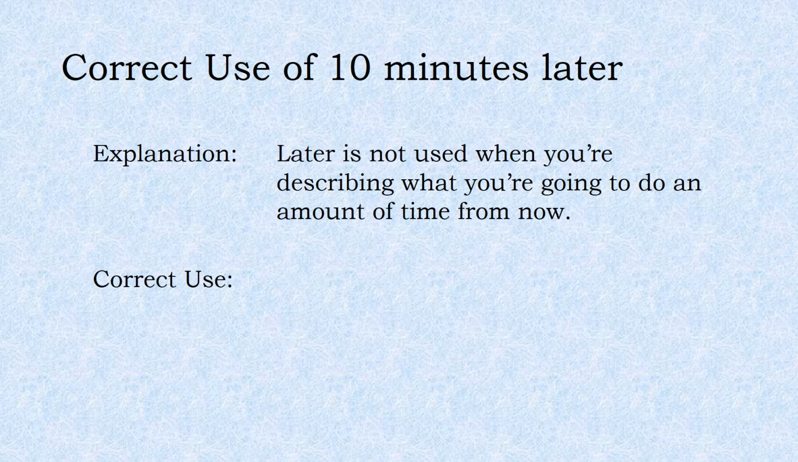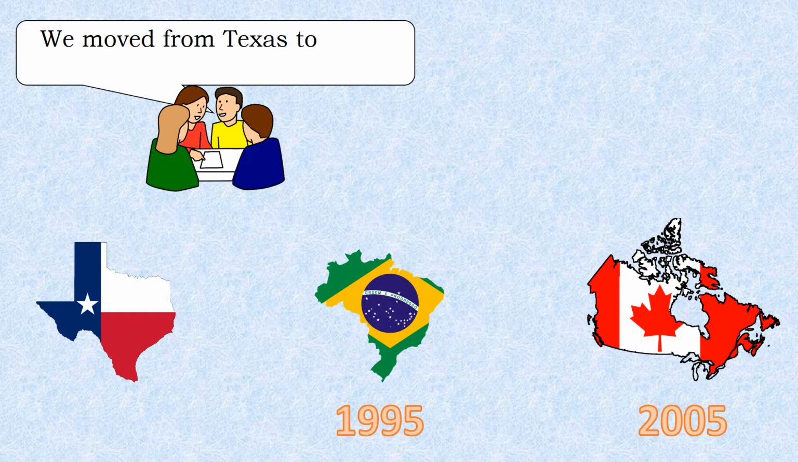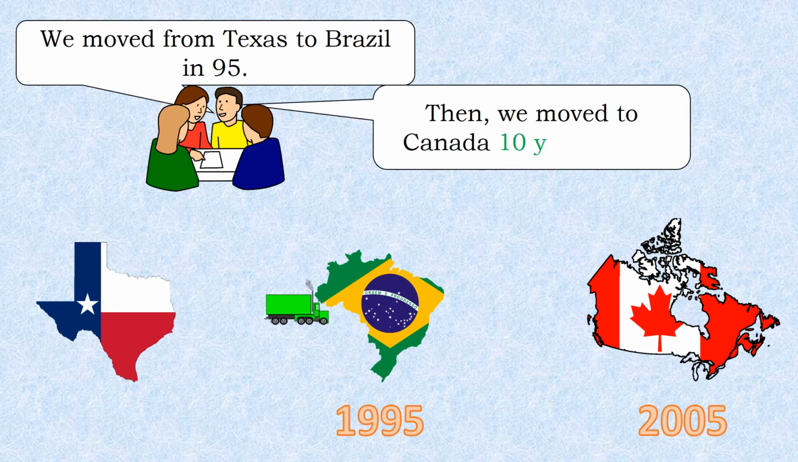Correct use: "minutes later" can be used to speak about an event that will happen or has happened after another event. "We moved from Texas to Brazil in '95. Then we moved to Canada 10 years later." What it's saying is they moved to Canada 10 years after they moved to Brazil. So it's using the movement to Brazil as the starting point, and 10 years later they moved to Canada.